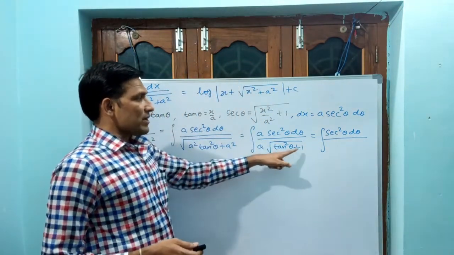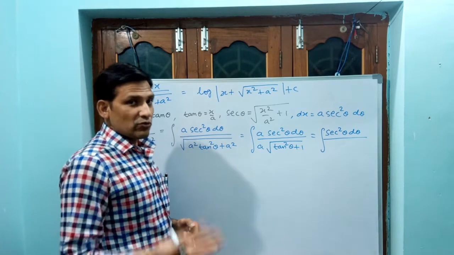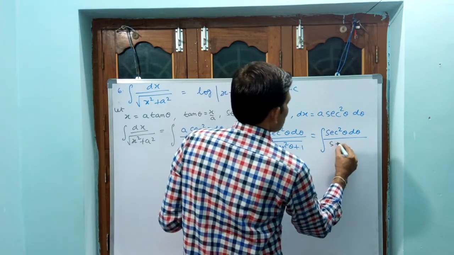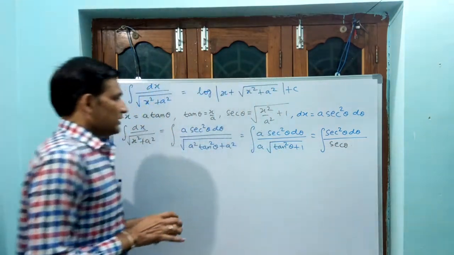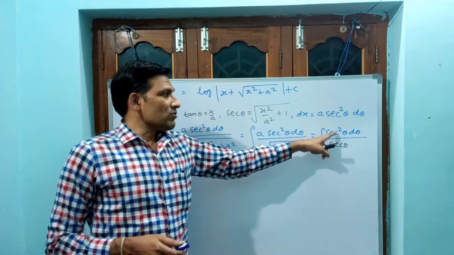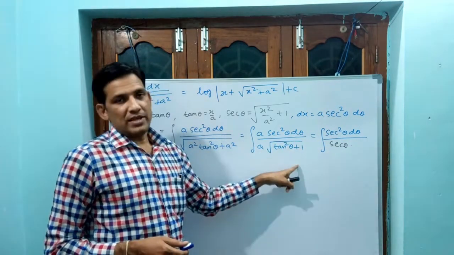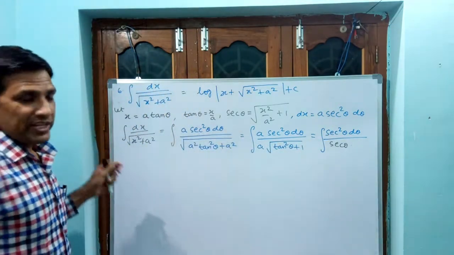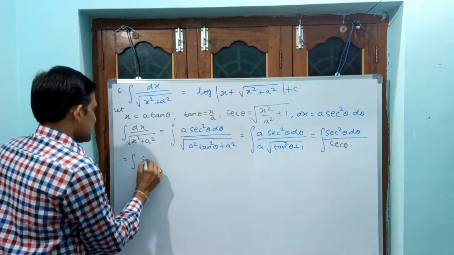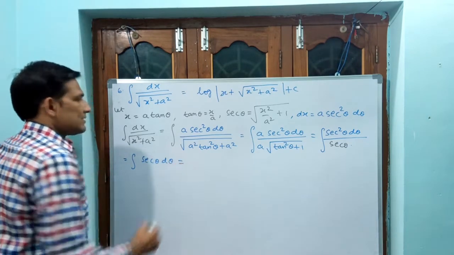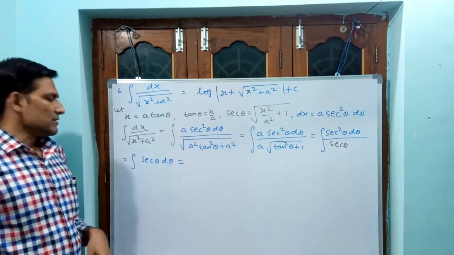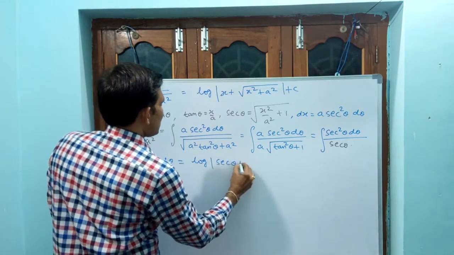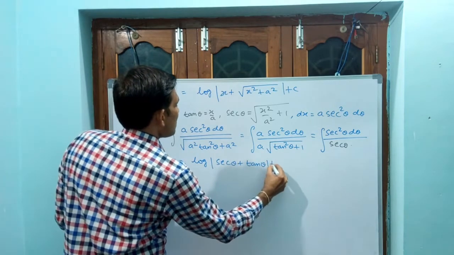In the denominator, tan square theta plus 1 is secant square theta, but secant square theta under root is secant theta. Keep that in your mind. Numerator secant square theta, denominator secant theta, because the square root is there. One secant got cancelled and one secant will be there. So integral secant theta d theta, same as earlier, is log of secant theta plus tan theta plus c.